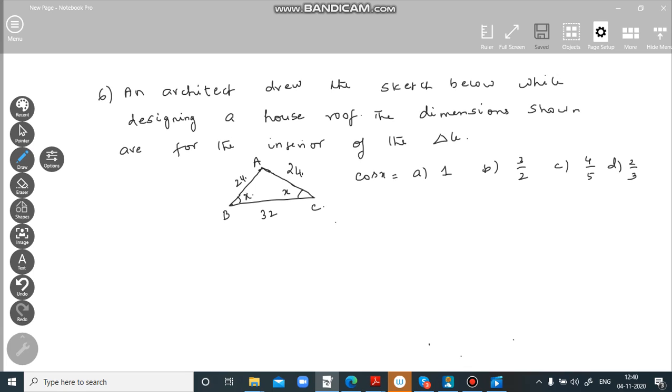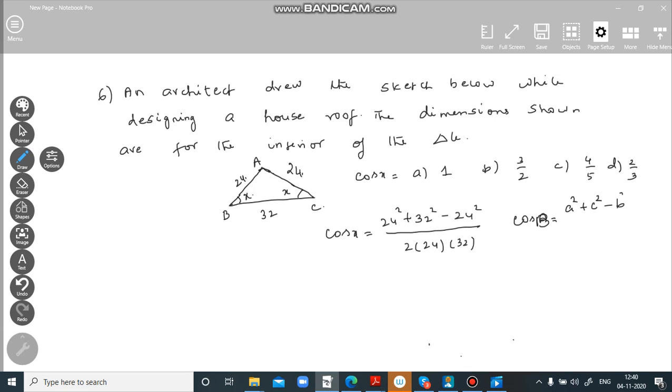So, by method 1, if the student is aware of the cosine formula, we can go ahead as cos x is equal to 24 square plus 32 square minus 24 square divided by 2 times 24 into 32. This is based on the formula cos B, since we are having B there, cos B is equal to A square plus C square minus B square by 2AC.